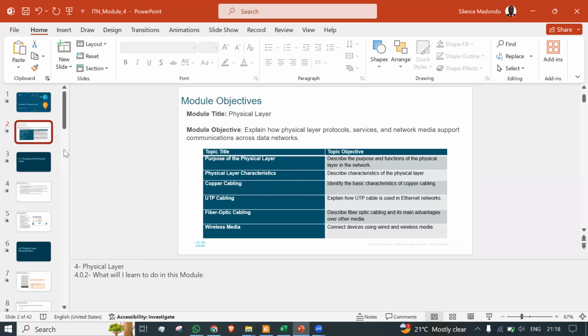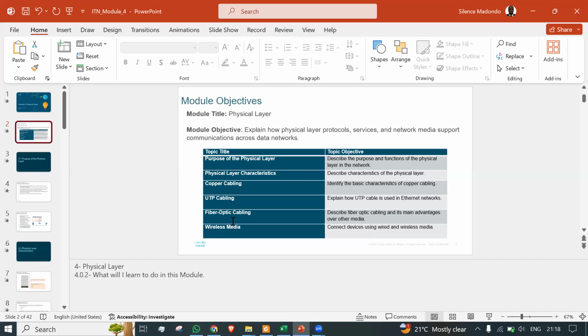Yes. All right. We'll discuss the purpose of the physical layer, the characteristics, the types of connections, from the wired to the wireless. Wired up to the copper cabling, UTP, which is copper as well. We have fiber, then we have wireless.